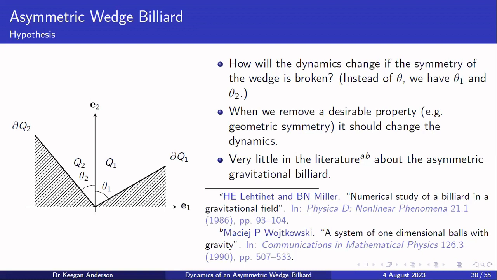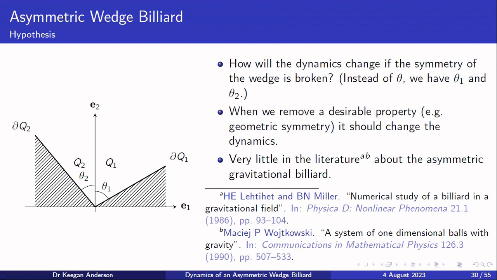Usually when we remove some desirable property like geometric symmetry, it should change the dynamics. And I would say that maybe the dynamics here become completely chaotic, because the symmetry in some respect gives us the nice dynamics that we saw in gravitation and the symmetric case. So this is what I said: okay, let's investigate this further.